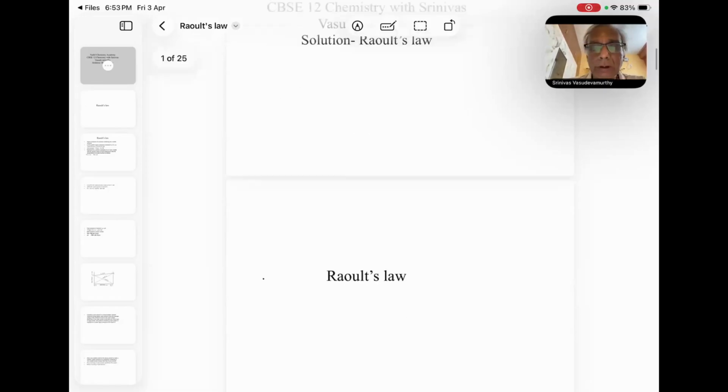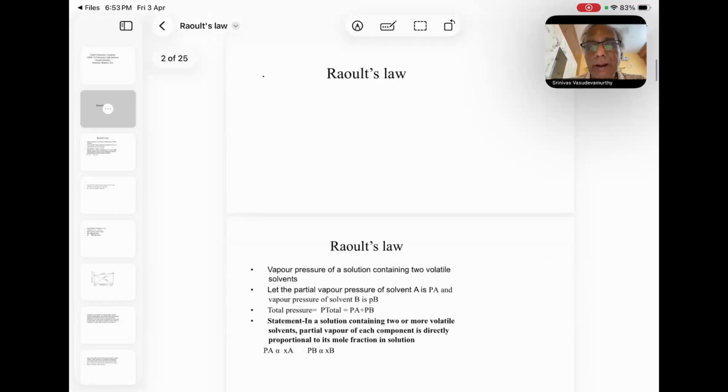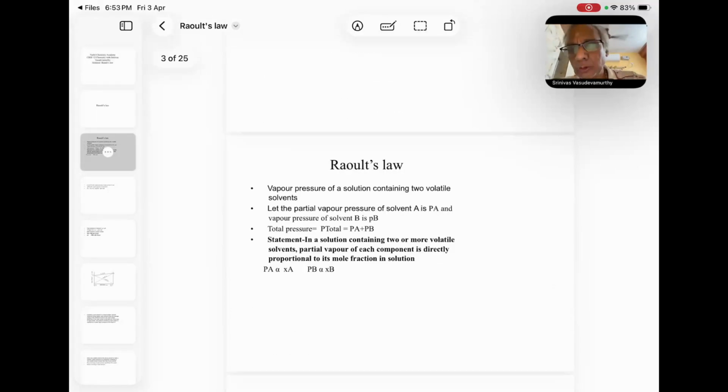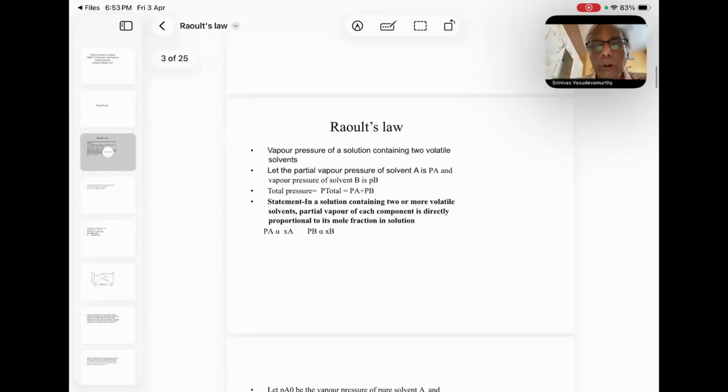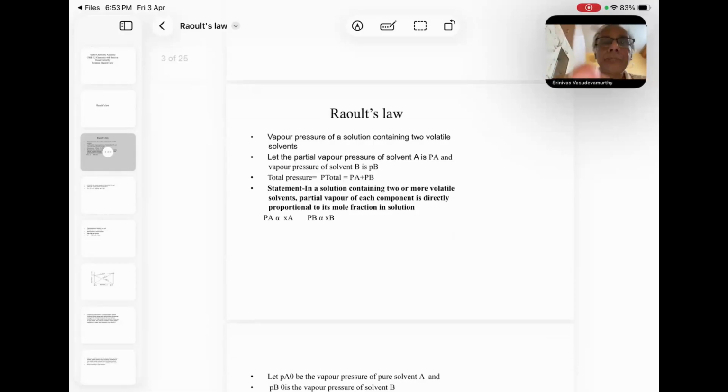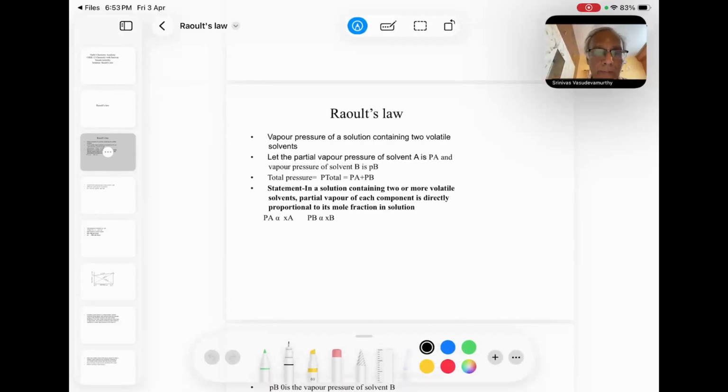First, we'll start with Raoult's law for a solution containing two volatile solvents. Of course, two or more volatile solvents. I'm taking two volatile solvents here. So I have taken two volatile solvents, let us say A and B. So I have taken a volatile solvent A.